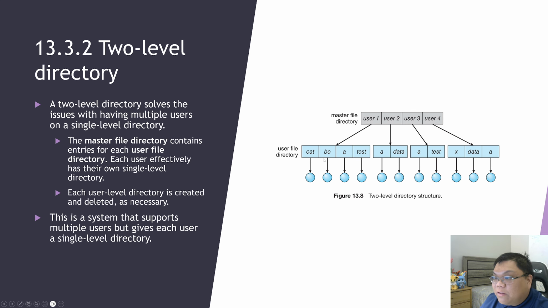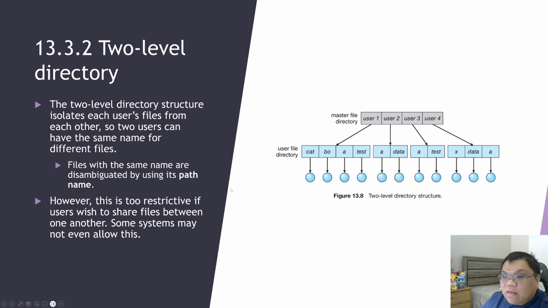The first one is a two-level directory. It's not so much that a single user has one extra level of directories, but rather multiple users who each share the same system, and they each have a single level directory. That's what's going on with the two-level directory. So we have the master file directory, or the root directory, that has directories for each user. And within those directories are each user's files.